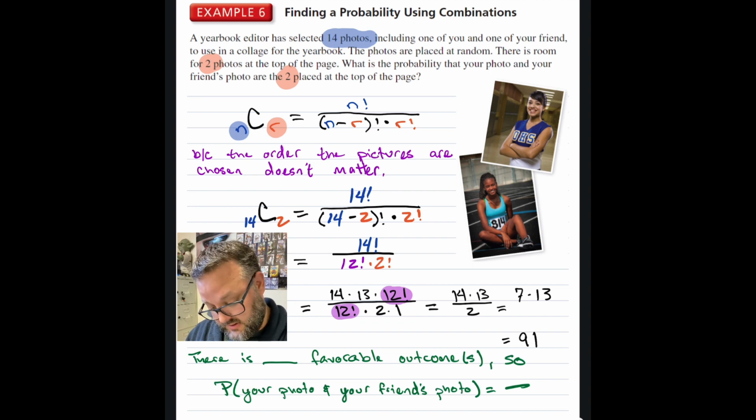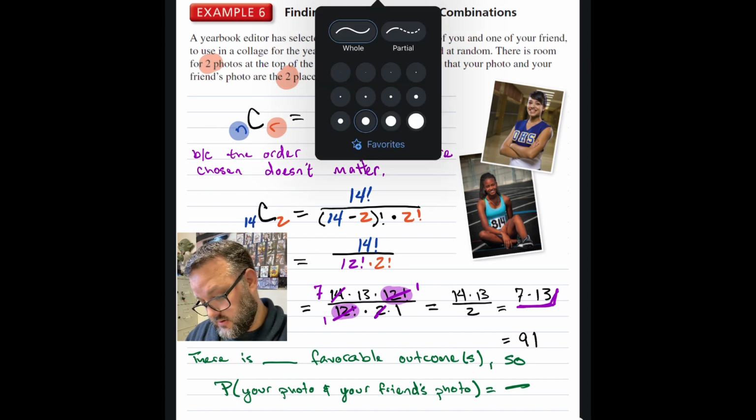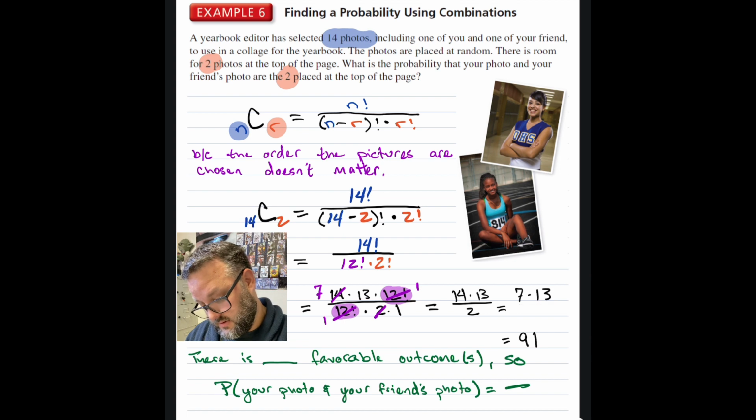So what I can do at this step is I can realize, again, anything divided by itself is 1. And this 2 can go into 14 7 times. So it's completely done. So I have 7 times 13, which is what I got here. I'm not going to completely box it in. I meant to actually be here. I can jump ahead, or I could have just left it as 14 times 13 over 2.